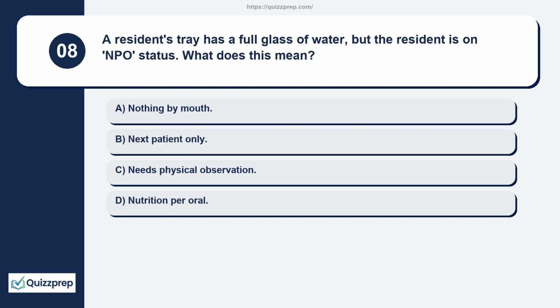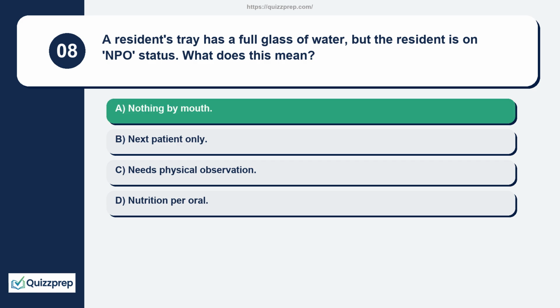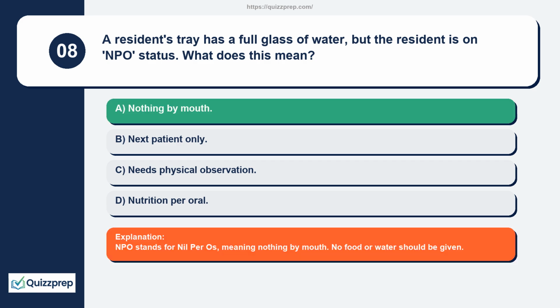Question 8. A resident's tray has a full glass of water, but the resident is on NPO status. What does this mean? Nothing by mouth. Next patient only. Needs physical observation. Nutrition per oral. NPO stands for nil per os, meaning nothing by mouth. No food or water should be given.